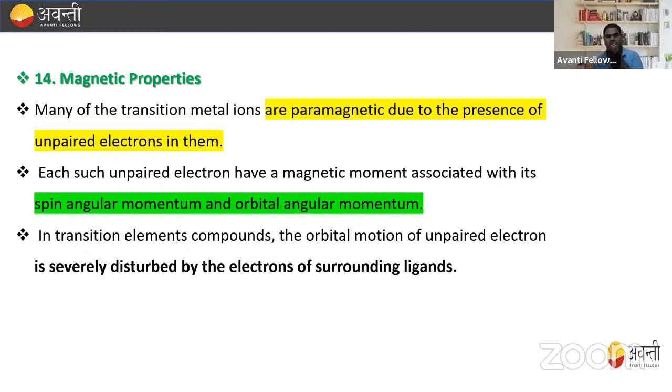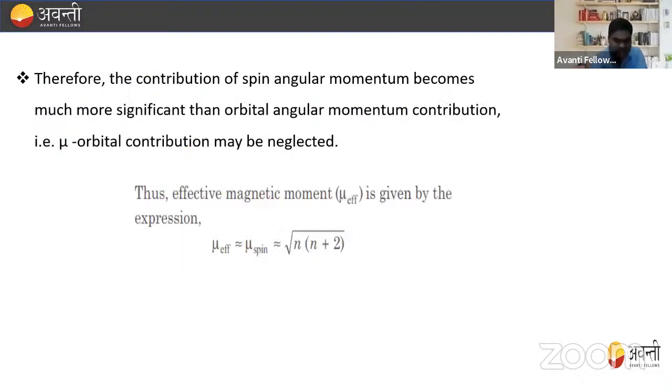In transition element compounds, the orbital motion of the unpaired electron is severely disturbed by the electrons of the surrounding ligands. Therefore, the contribution of the spin angular momentum becomes much more significant than the orbital angular momentum contribution.